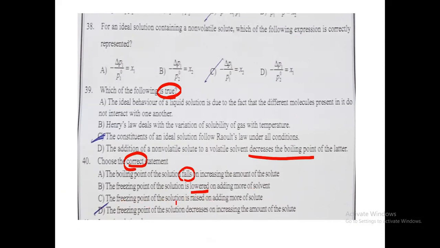The freezing point of the solution is raised on adding more solute. Wrong. Actually, we studied depression in freezing point. Depression means it should be decreased, but raised is given, so it's wrong. Next, the freezing point of solution decreases on increasing the amount of solute. Correct. On adding solute, the number of particles of solute will increase, then the freezing point should be lowered, decreased. Correct. Depression in freezing point means decrease in freezing point on adding solute. So only the fourth option is the correct statement.